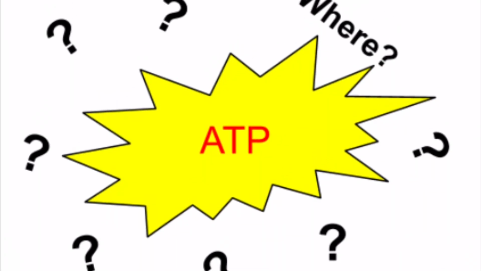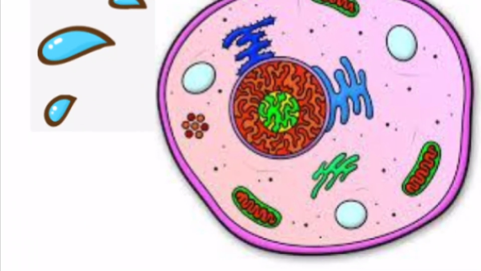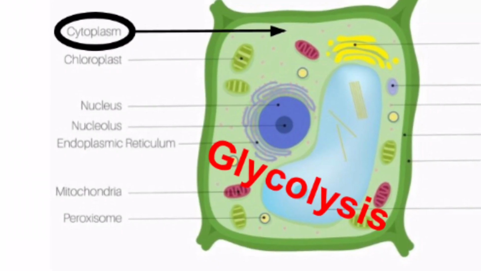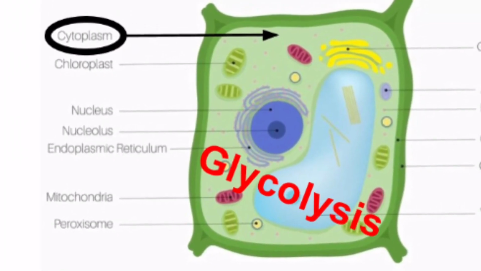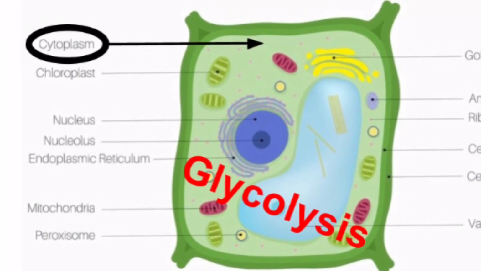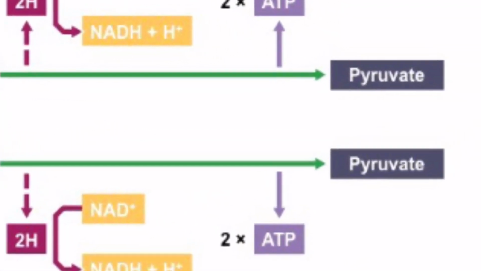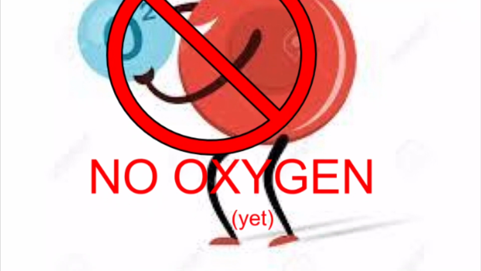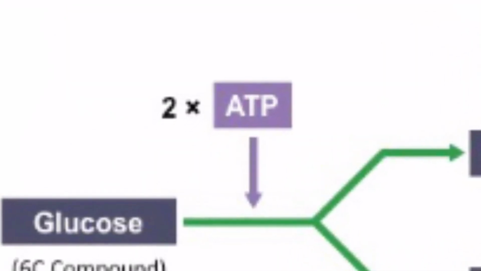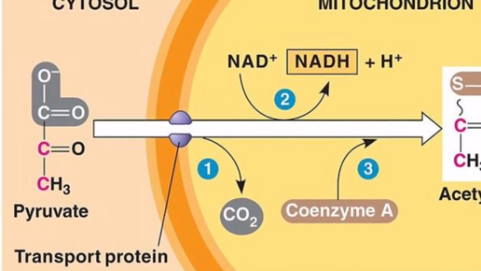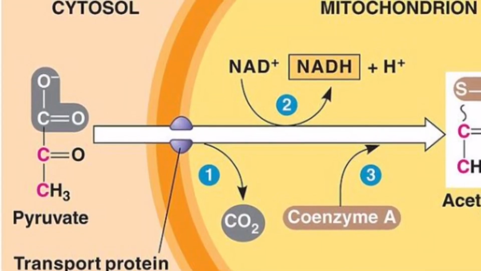ATP, where does it come from? The process is cellular respiration. It starts out in the cytoplasm with glycolysis. Glucose splits into 2 pyruvate molecules, no oxygen needed. Plus it produces 2 ATP and 2 NADH, then it starts traveling on.